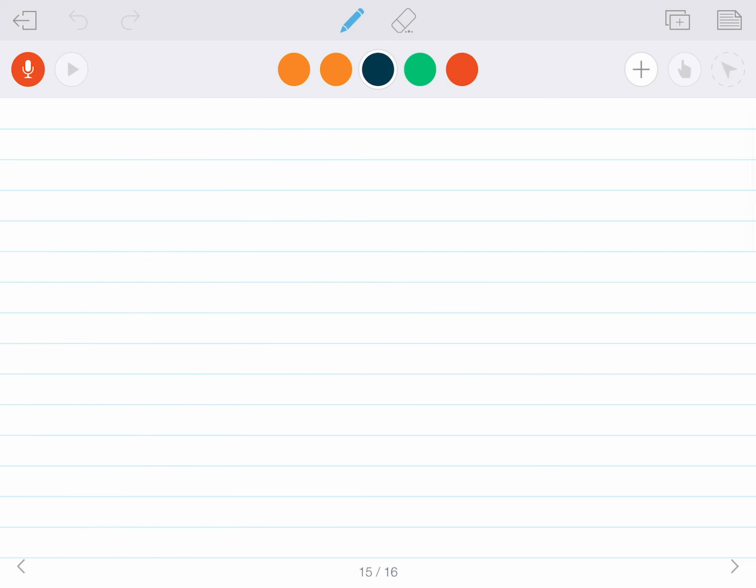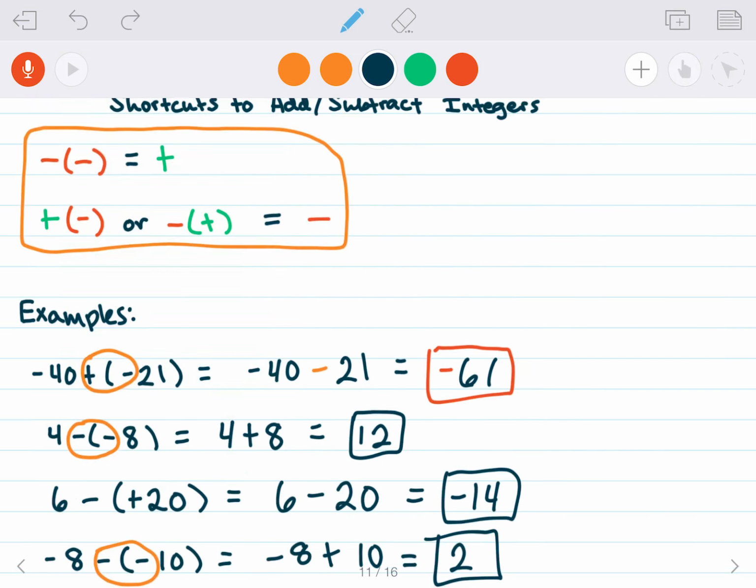All right? And that is all I have for integers. Hopefully this made sense to you guys.